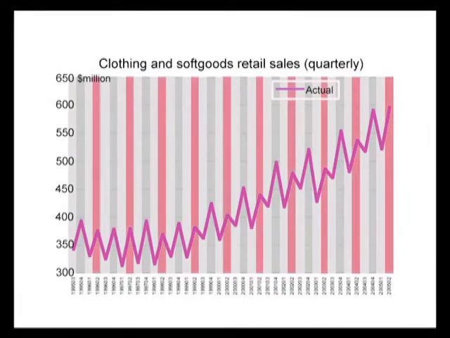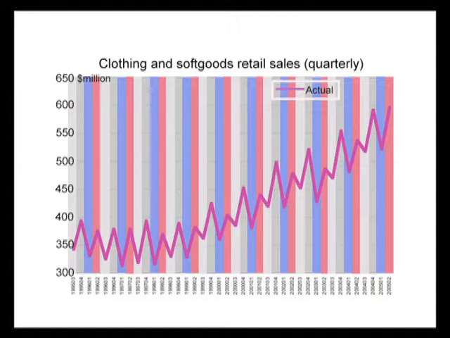The June quarter is always higher than the March quarter, as you can see in the series. June always higher than March.